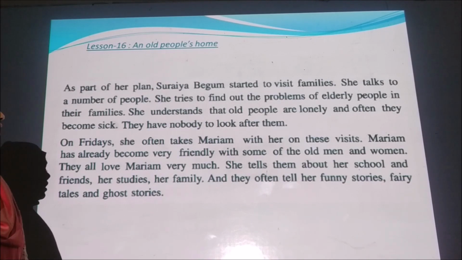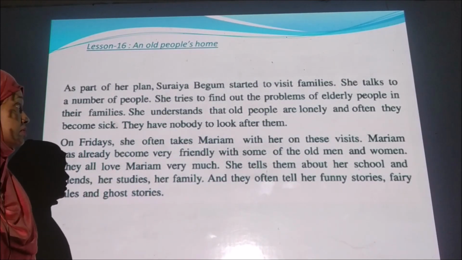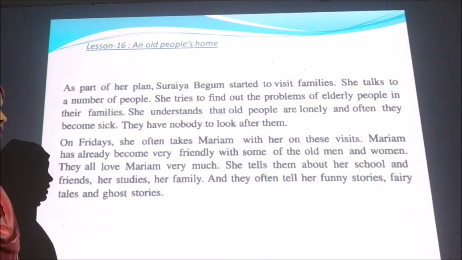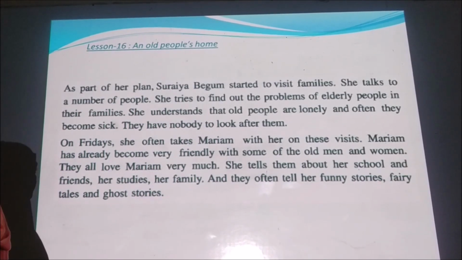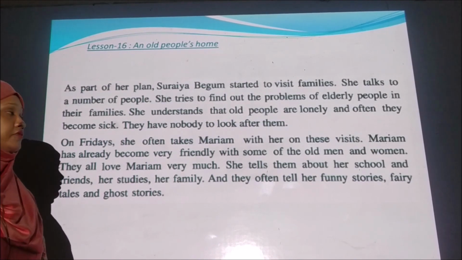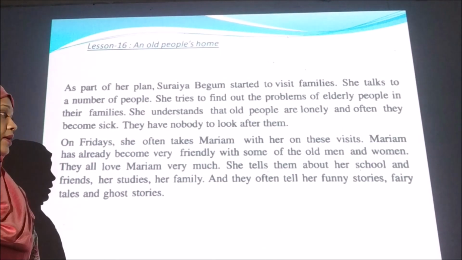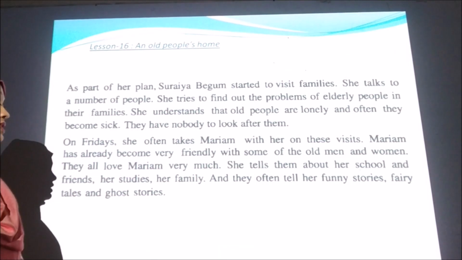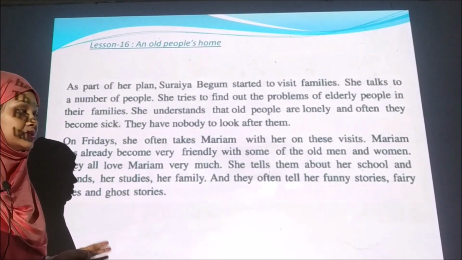As part of her plan, Suraya Begum started to visit families. She talks to a number of people. She tries to find out the problems of elderly people in their families. She understands that old people are lonely and often they become sick. They have nobody to look after them. On Fridays, she often takes Moriam with her on these visits. Moriam has already become very friendly with some of the old men and women. They all love Moriam very much. She tells them about her school and friends, her studies, her family. And they often tell her funny stories, fairy tales and ghost stories. I hope, dear students, now you have understood the text well.